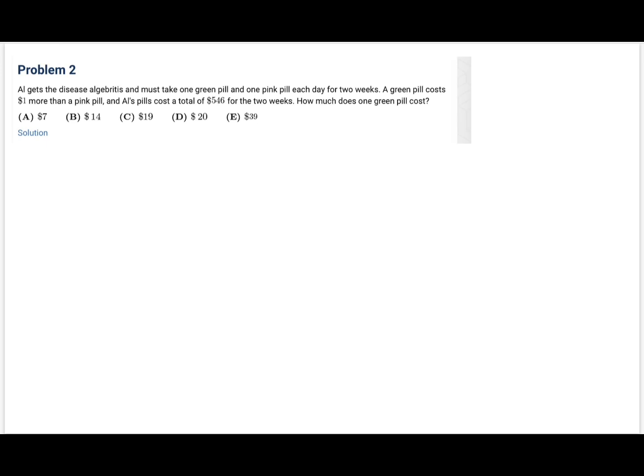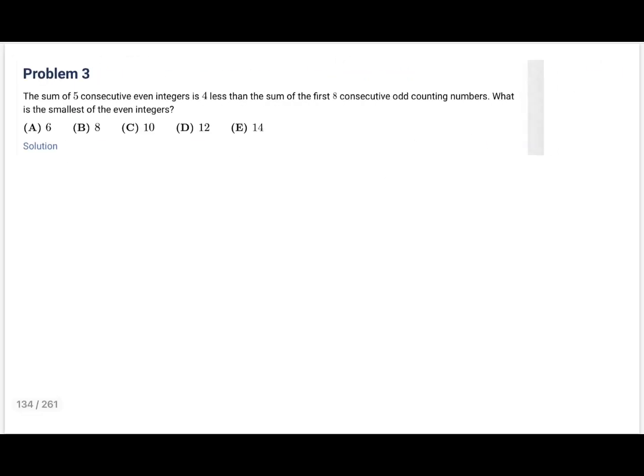Number 2. Al gets the disease algebraitis and must take 1 green pill and 1 pink pill each day for 2 weeks. A green pill costs $1 more than a pink pill, and for 2 weeks his pills cost a total of $546. So let's get the amount for 1 day: 546 divided by 14, right? This is 39. So 39 equals a green pill plus a pink pill, and the green pill is the pink pill plus 1. So the pink pill equals $19, and so the green pill will equal $20. The answer is D.